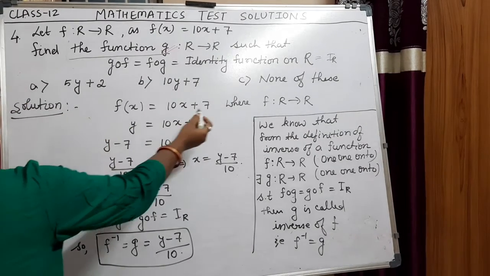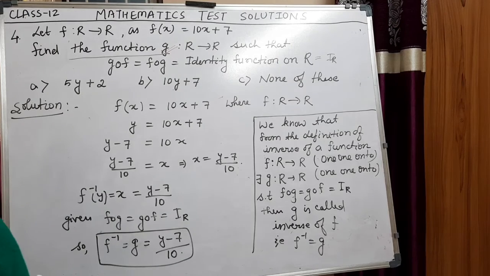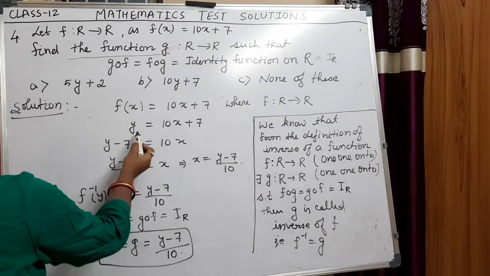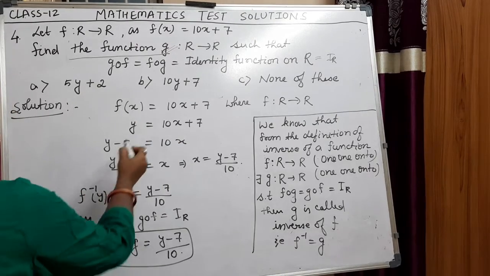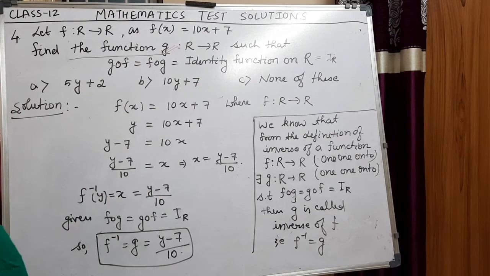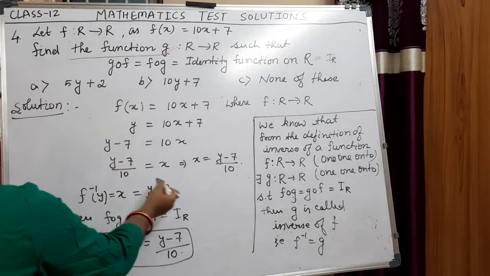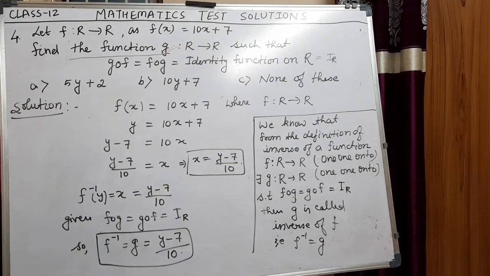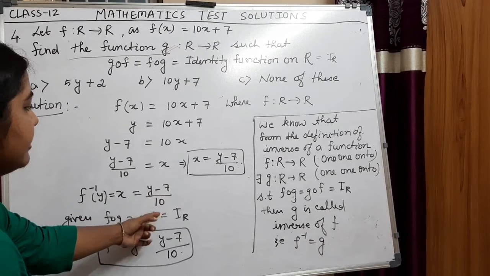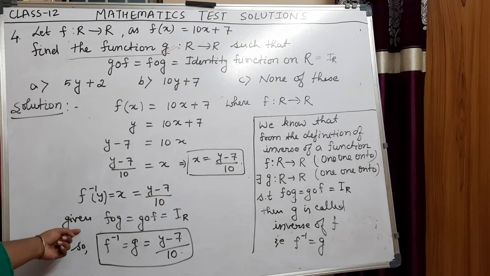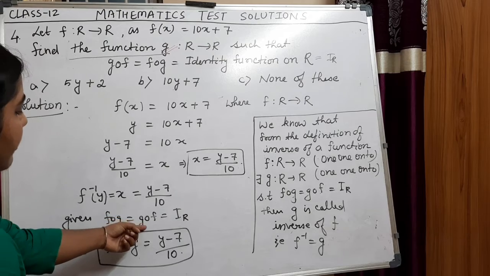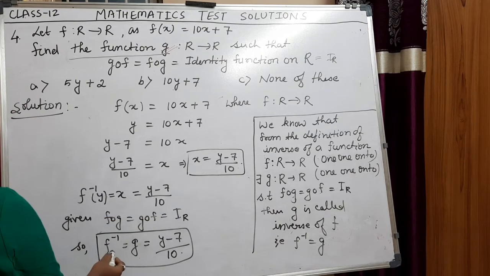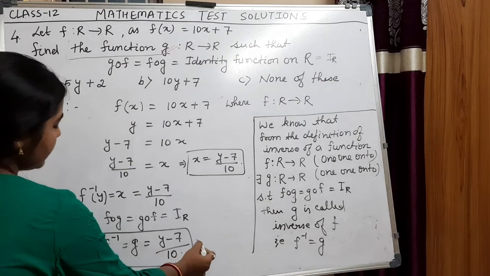So we have f(x), and we will find the inverse of f, and that value will be g. So we know that f(x) is y, y is 10x plus 7. Here y is given in terms of x, we will find x in terms of y. After calculating, we are getting x = (y minus 7) by 10. And this is the inverse value. So we can write f inverse of y is equal to x is equal to (y minus 7) by 10. And given in the question, f∘g = g∘f = I_R. So we can write f inverse equals g equals (y minus 7) by 10. So this is our final answer.